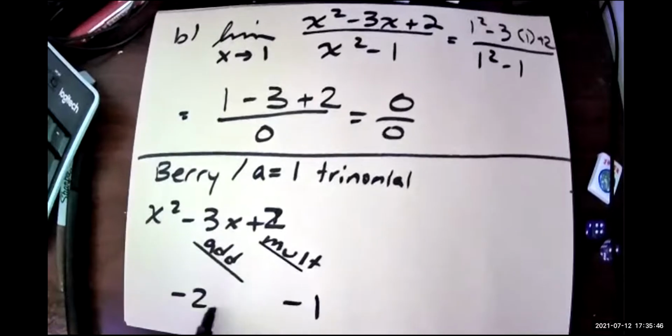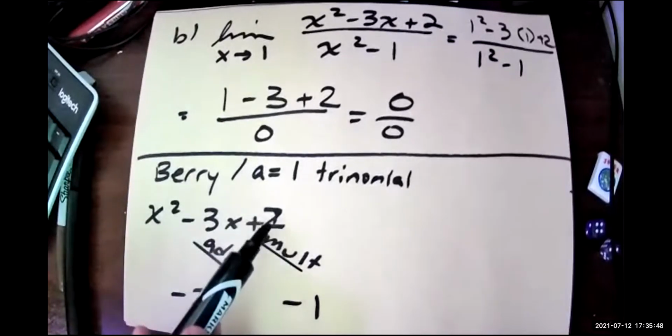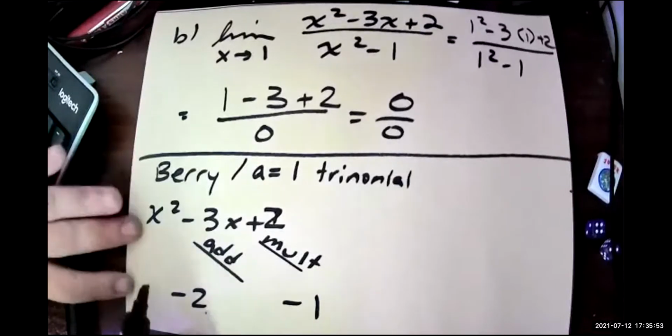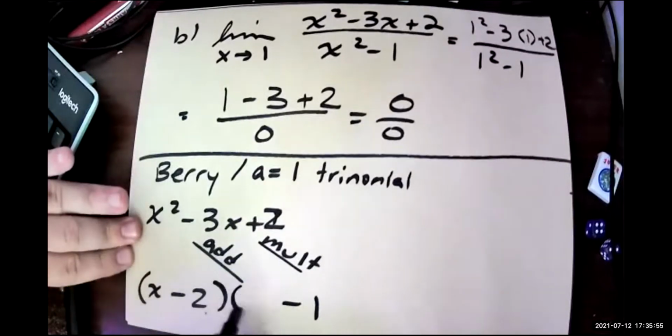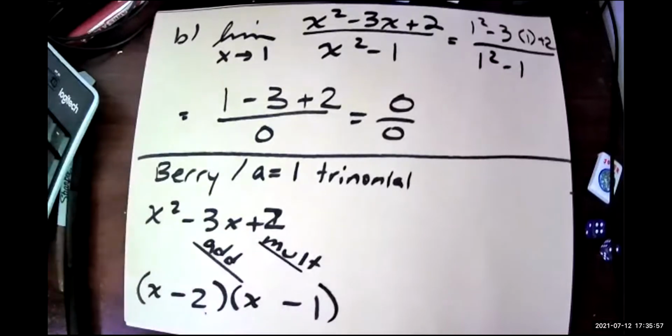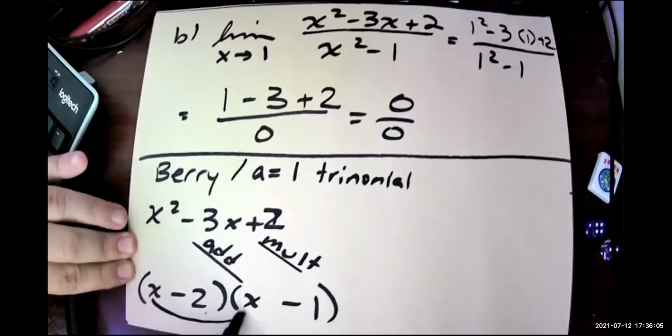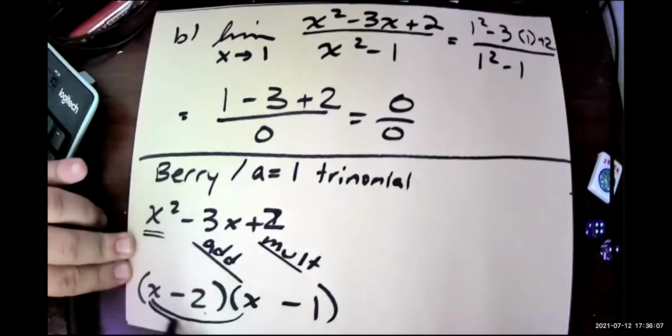If I take -2 times -1, it gives me 2. If I take -2 plus -1, it gives me -3. If you put it into this formation, you're home free. In other words, this factored is this. The last thing you're supposed to do is check it. If you check it with the FOIL method, this is x squared, this is -1x, and this is -2x.